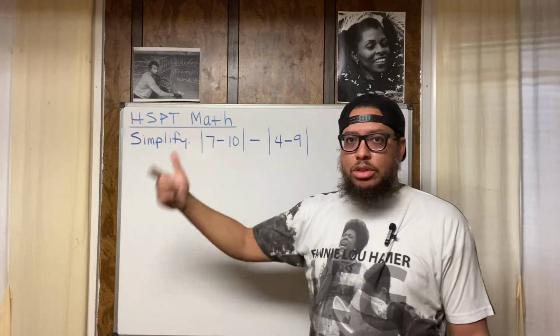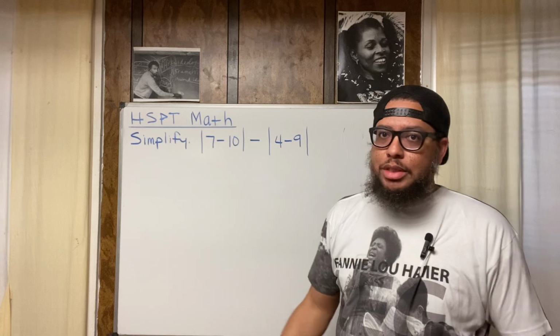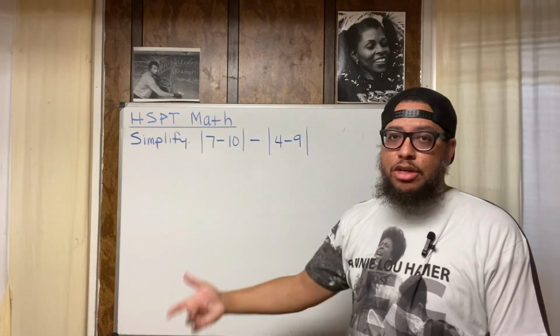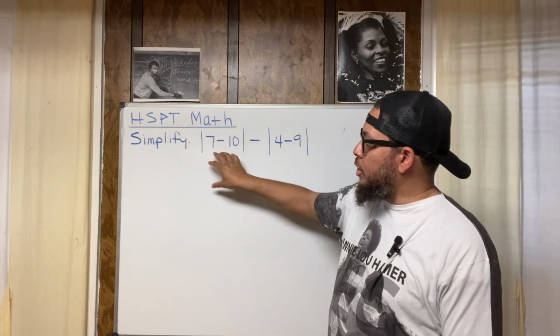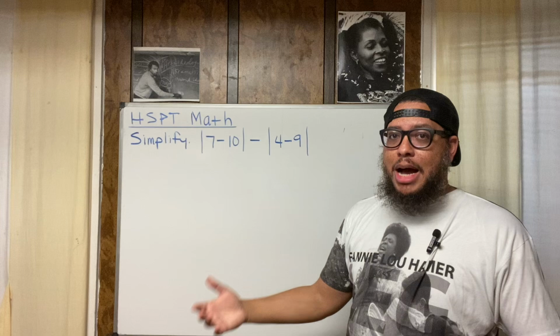And then you got to practice and do them problems over and over again so you get the hang of it and develop muscle memory, just like with sports or video games. Same concept. 7 minus 10 is -3. That's where you're going to end up. Then you're going to take the absolute value of -3, which is going to be +3.